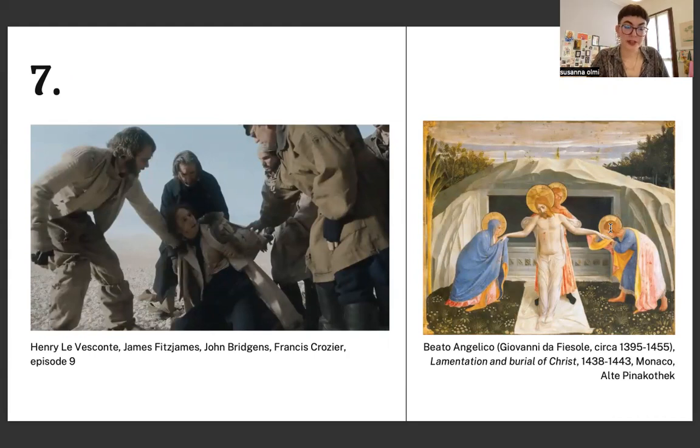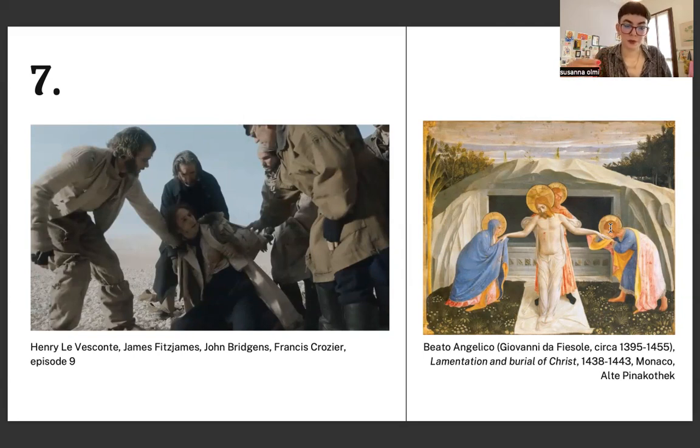For the seventh comparison, we still have another kind of parallelism between Christ and Fitzjames. This is from episode 9, and most of episode 9 is about Fitzjames being compared to Christ, starting from this scene where he and the crew are dragging the boat sledges on land. Fitzjames is barely standing on his feet at this point, yet he makes no mention of it and keeps pulling his fair share of weight like everyone else, until it's too late and he ends up collapsing on the ground.